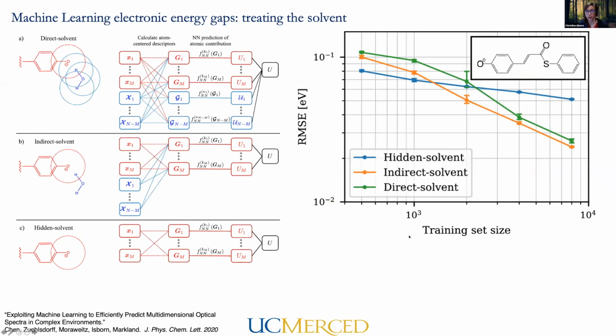We also built a hidden solvent model that doesn't take any solvent atoms into account, but it's just built into the energy gaps that we're training with. And I'll go over some of this quickly so that we have time for discussion. But looking at our errors as a function of training set size, you can see that for small training set sizes, our brute force approach is not very good, even though it has more information. We need a lot more training data to make it more accurate than the hidden solvent model. Whereas this indirect solvent approach gets better and better, and it doesn't need as much training data as the direct solvent approach. So we think this indirect solvent approach gets most of the relevant physics.